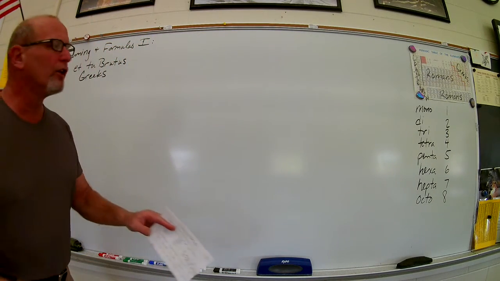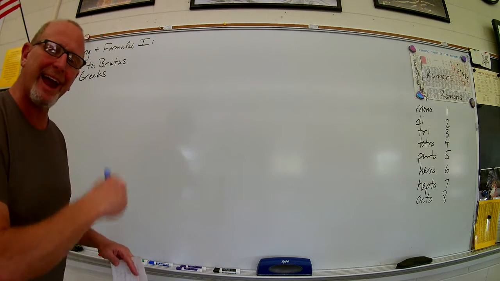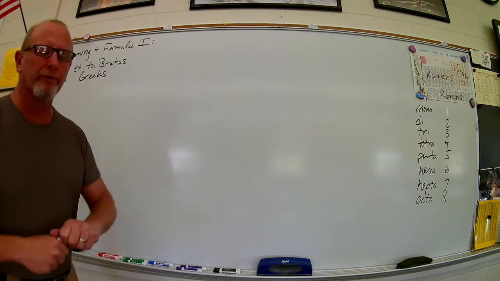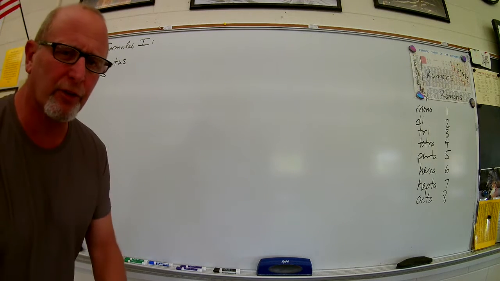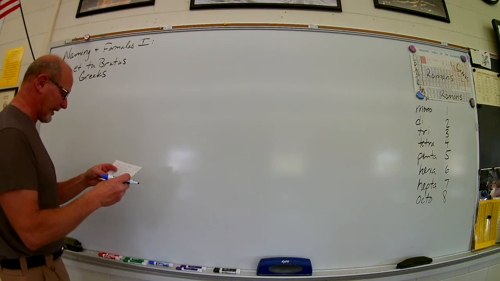So we're going to use these prefixes to designate how many atoms are in this formula. There's kind of a weird rule here. We're not going to use mono if it's on the first, but we have to use mono if it's on the second. Now let's get to that one in just a minute.